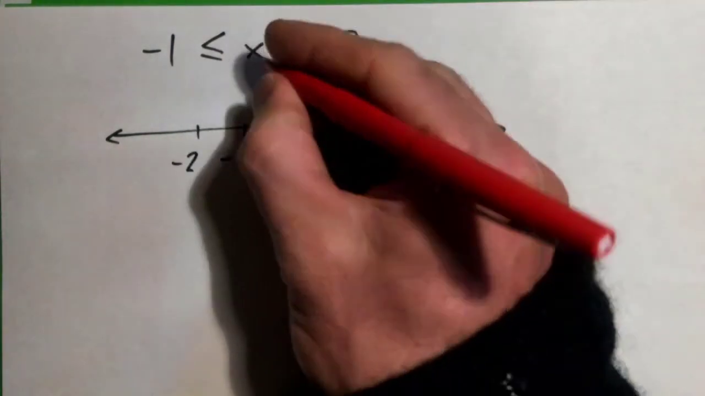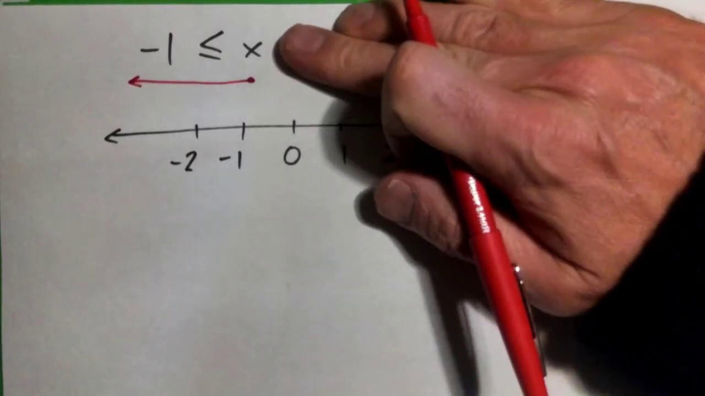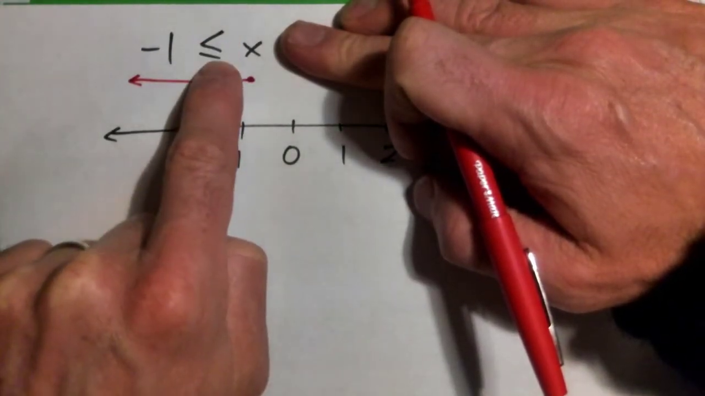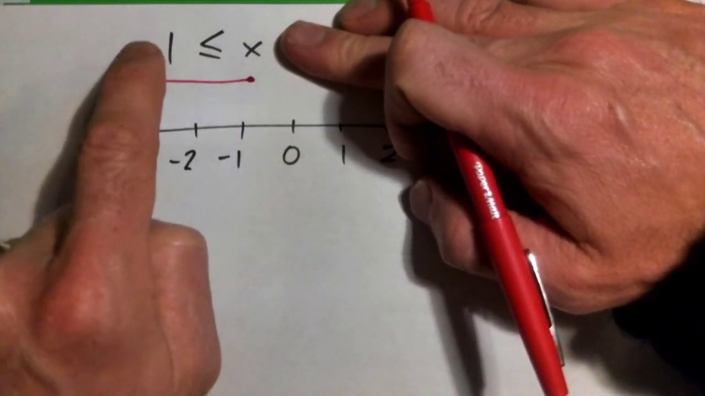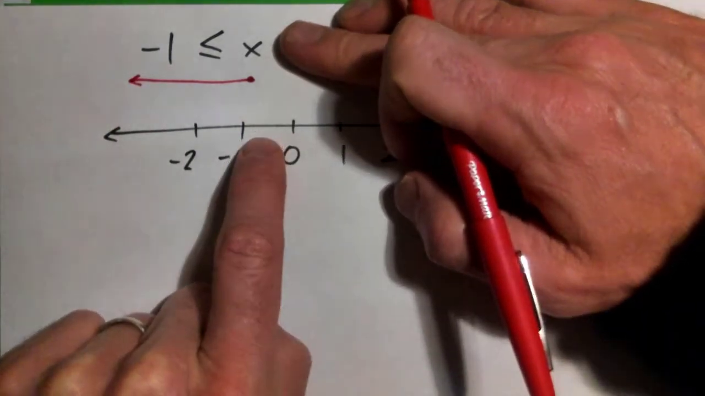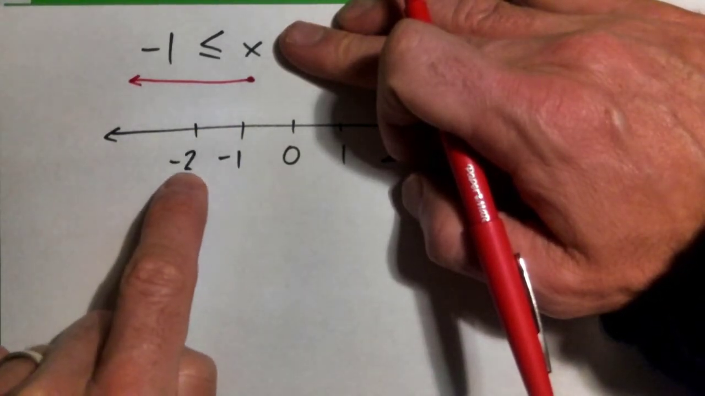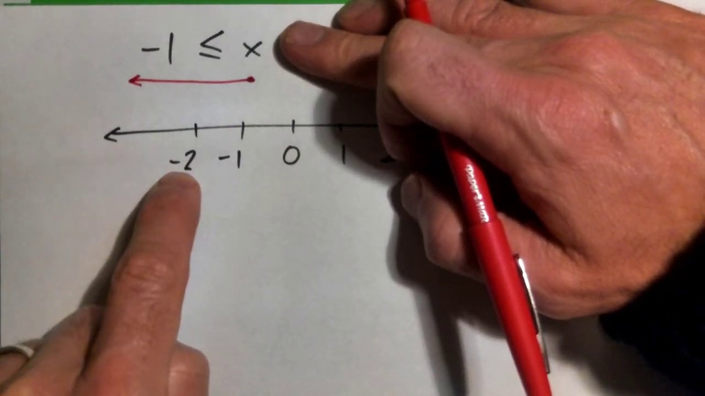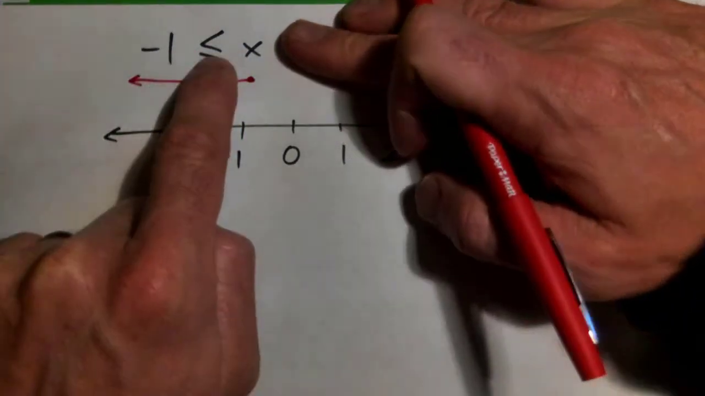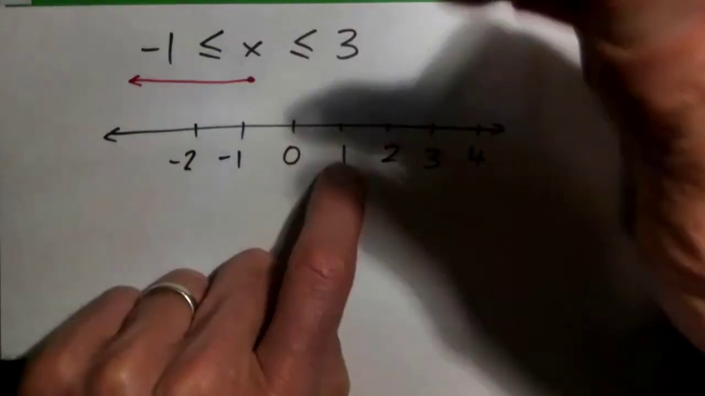So let's read it from the x towards the -1, and what does it say? X is greater than or equal to -1. So in other words, does that mean we can include -2? So x is greater than or equal to -1. Give me some numbers that work for that then. 0, there you go, that'll work.